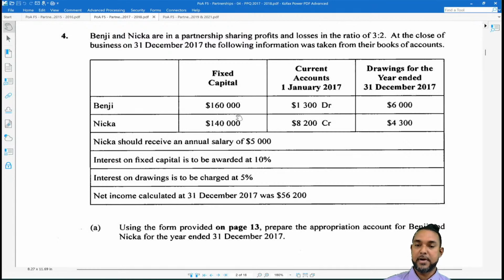So we have capital balances. Now look, we have current account balances at the start of the year. Benji, what does this DR mean? Doctor? No, it means debit. So Benji has a debit balance at start, whereas Nika has a credit balance at start. Now we have the appropriations technically here, but we're going to pull them from the appropriation account.